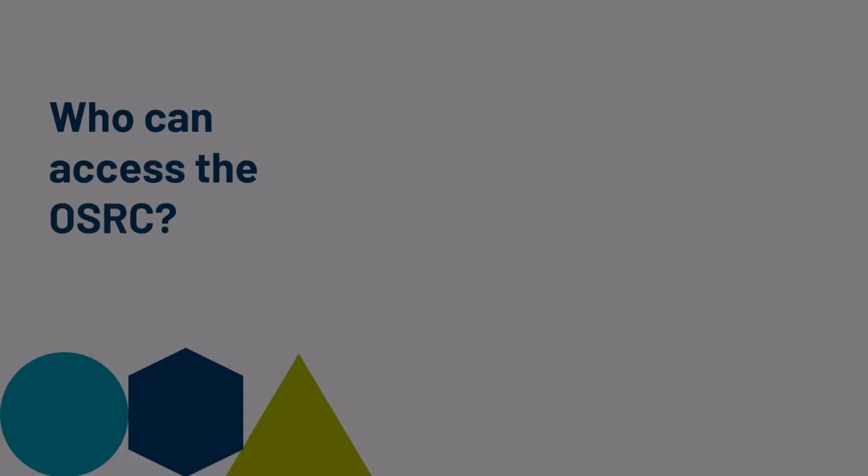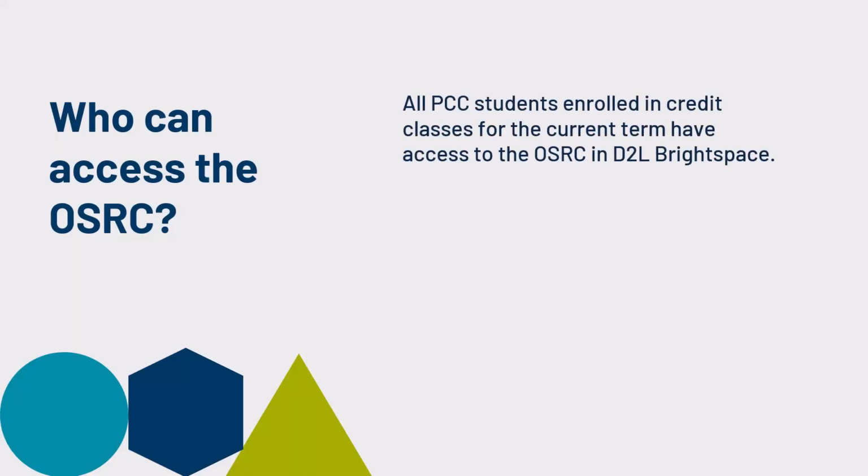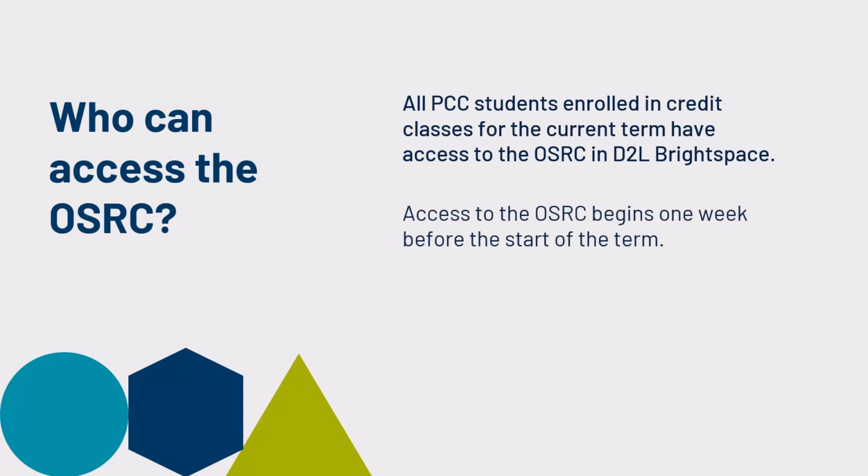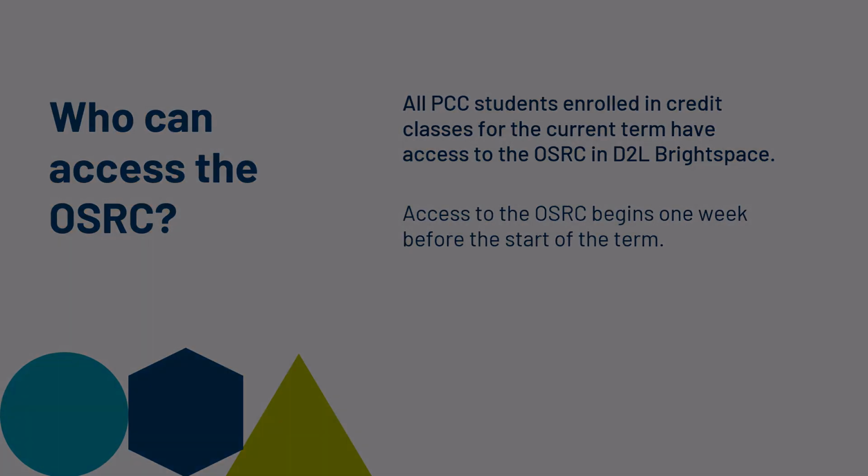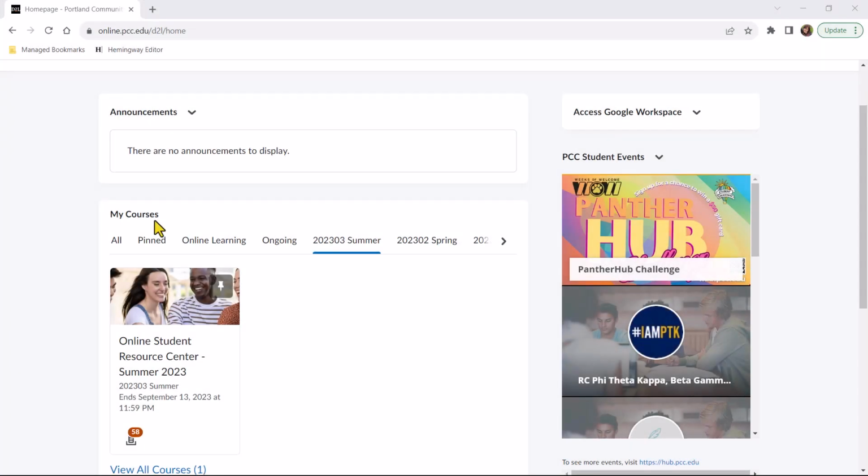Any credit student who is actively enrolled for the current term will have access to the Online Student Resource Center. Availability of the OSRC begins 1 week before the start of the term, and students can find the OSRC in the My Courses box right next to all of their other courses. Let's go ahead and click into the OSRC.